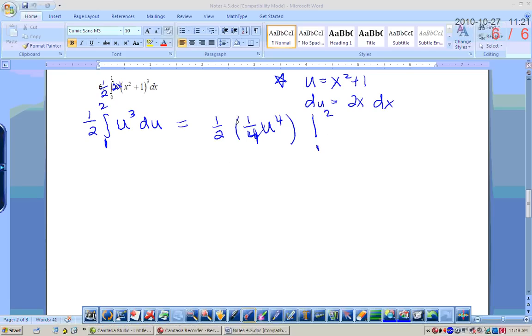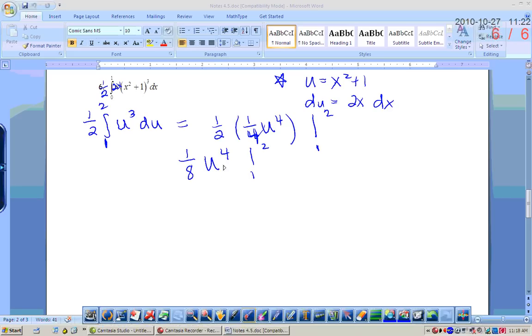Because the next step is to plug in a 2 minus plug in a 1, and the c's would cancel. If you want to put the plus c, that's perfectly okay. All right, I'm going to simplify this into 1/8 u to the 4th from 1 to 2. Now, because the 1 and the 2 are in terms of u, I can go ahead and plug in the 2 minus plug in the 1 into the u, instead of having to go back and substitute x squared plus 1 back in for u.